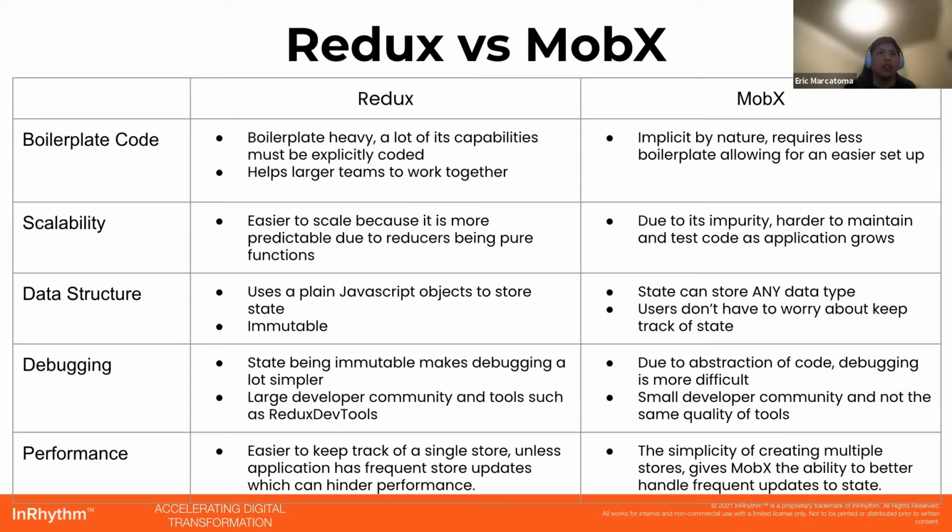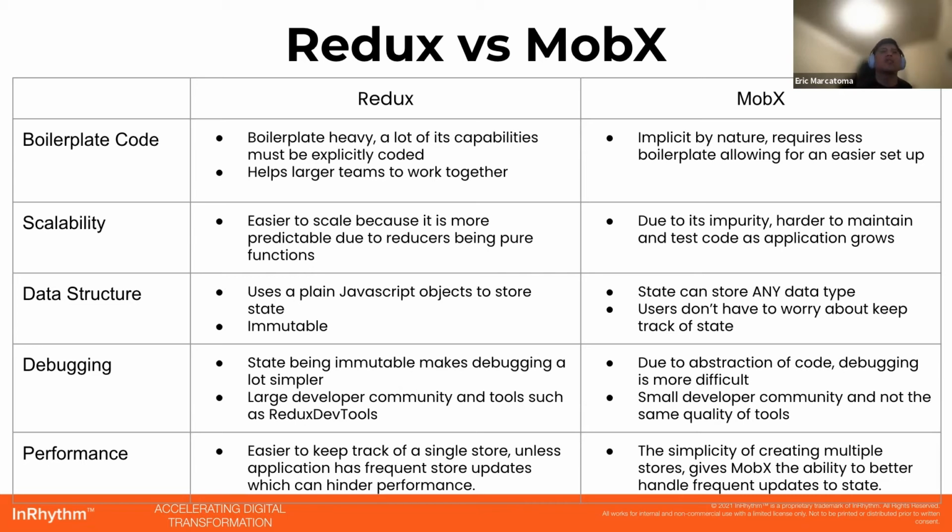Next, we'll talk about our data structure within Redux. As mentioned before, Redux state is just a plain JavaScript object, and this object is immutable. Like how I was explaining with the data flow, it makes a copy of the old state, updates the clone, and then we use that new state for our application. In MobX, state can store any data type, and users don't really have to worry about how to update state. Everything is kind of done behind the scenes for the developers.